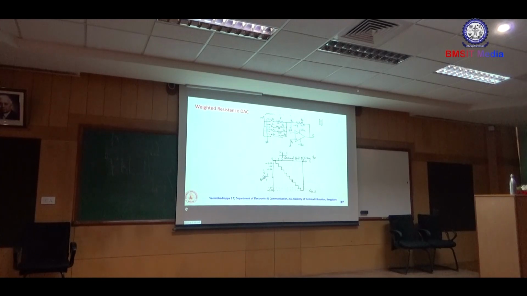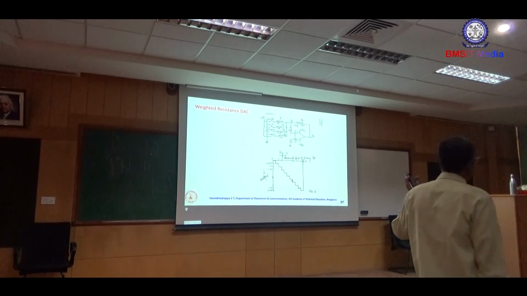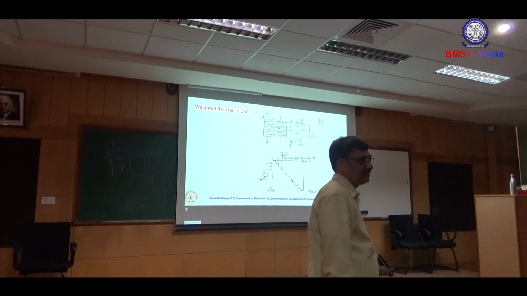Resolution is nothing but V0 divided by 2 to the power of n minus 1. A maximum swing we have to calculate, plus or minus 50 volts. This is about the weighted resistance circuit, and why it is called a weighted resistance circuit.